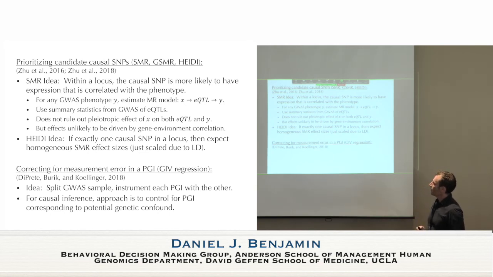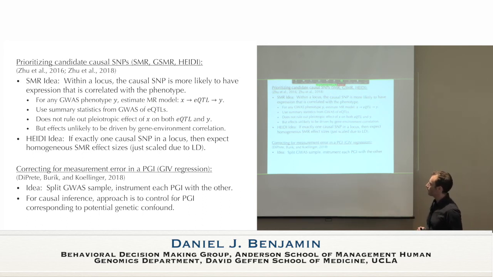But the other use of MR that you might see is a method that's called GIV regression. And so this is using polygenic indexes. So notice we didn't talk about using polygenic indexes to do Mendelian randomization. Any idea why people haven't done Mendelian randomization with polygenic indexes as the instrument? Yeah, exactly. Pleiotropy worries just seem much more severe when you have a polygenic index. So that's not what's proposed in this paper.